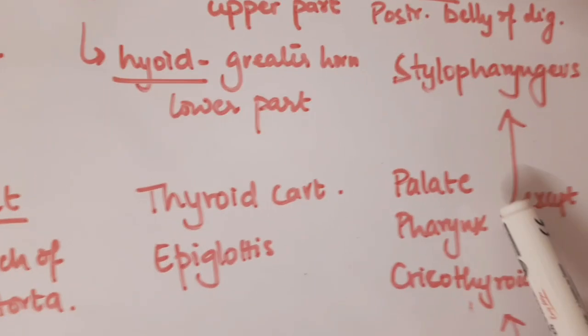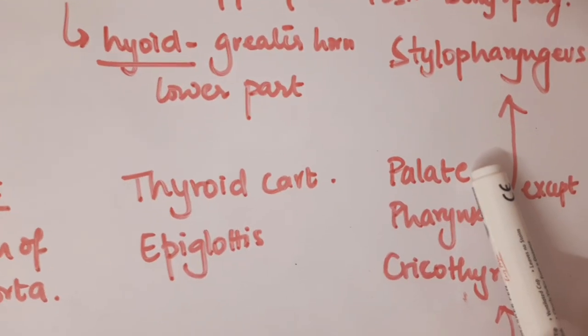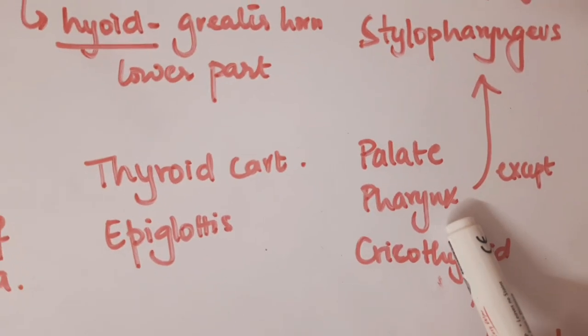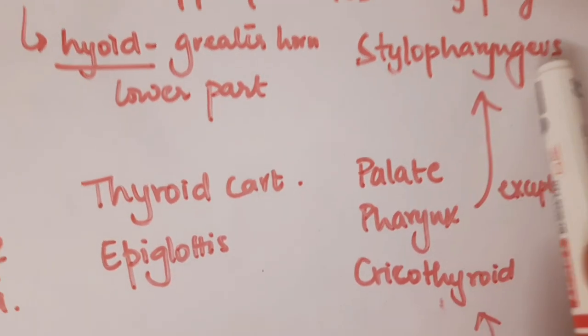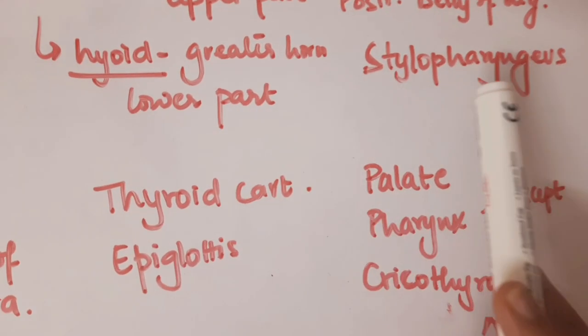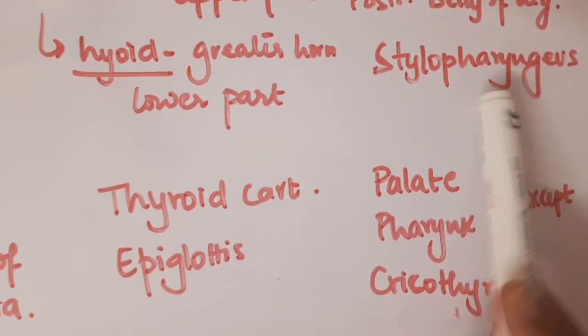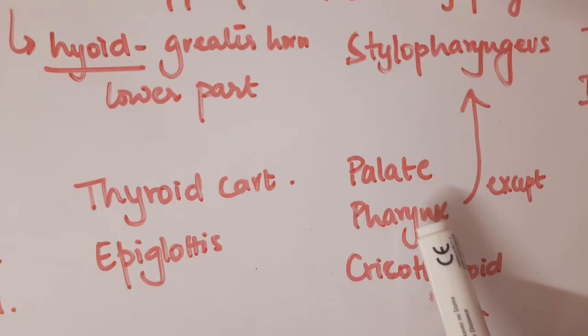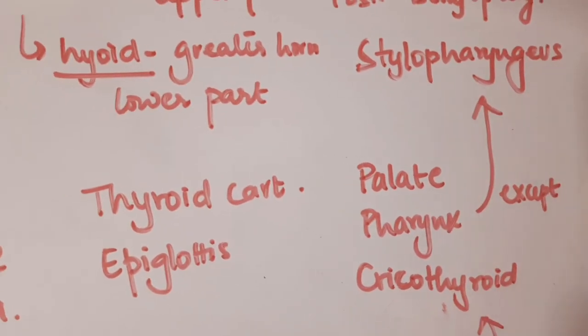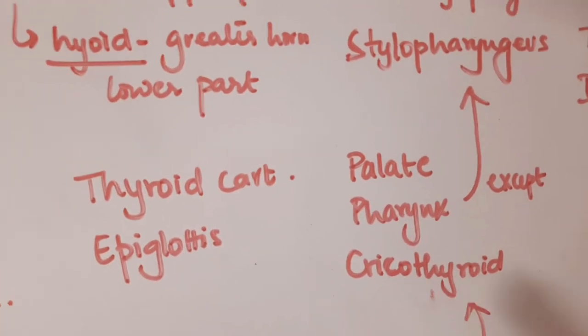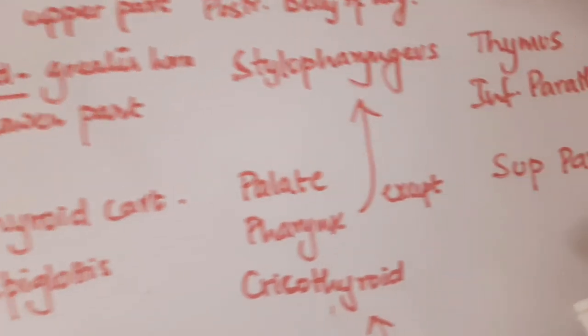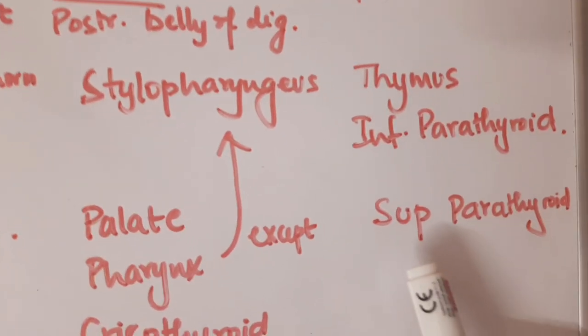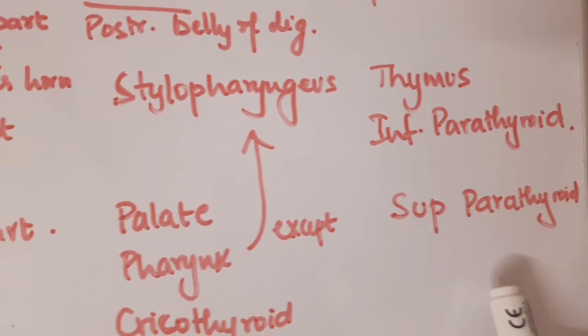In muscles, we have all the muscles of the palate and all the muscles of the pharynx, except the stylopharyngeus muscle, which we know is supplied by the glossopharyngeal nerve and it comes under the third arch. So all muscles of the palate, all muscles of the pharynx except the stylopharyngeus, and finally the cricothyroid muscle. And in the pouch, we have the superior parathyroid gland.